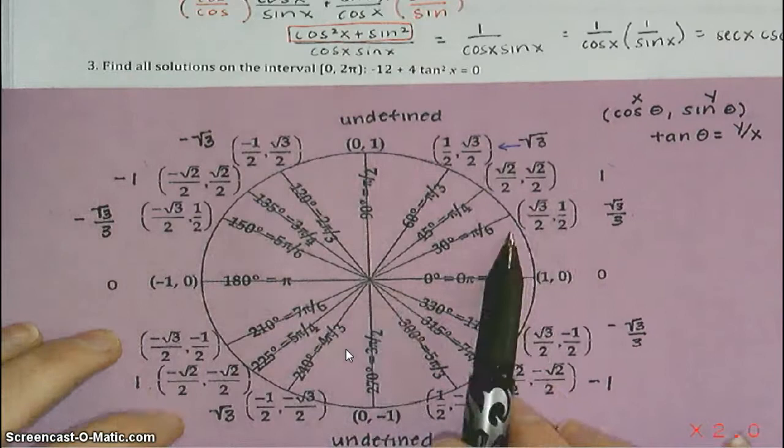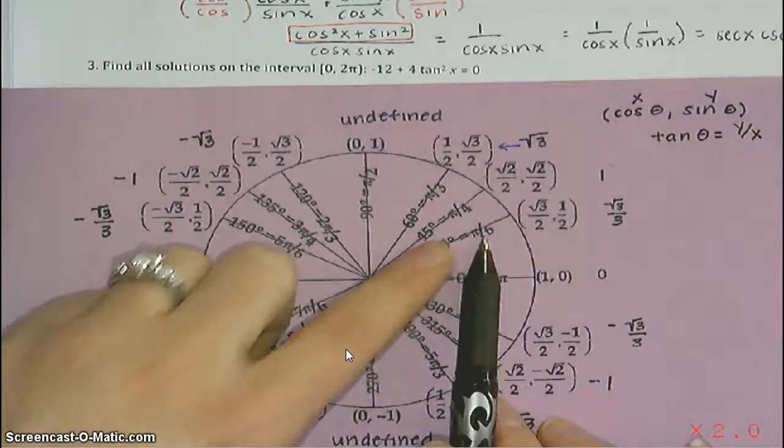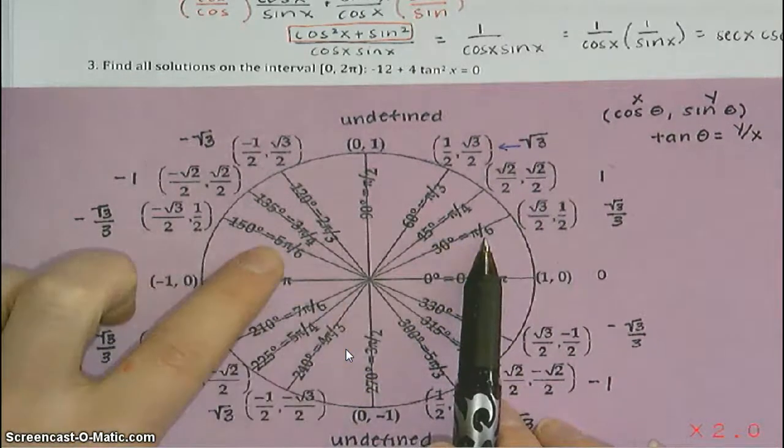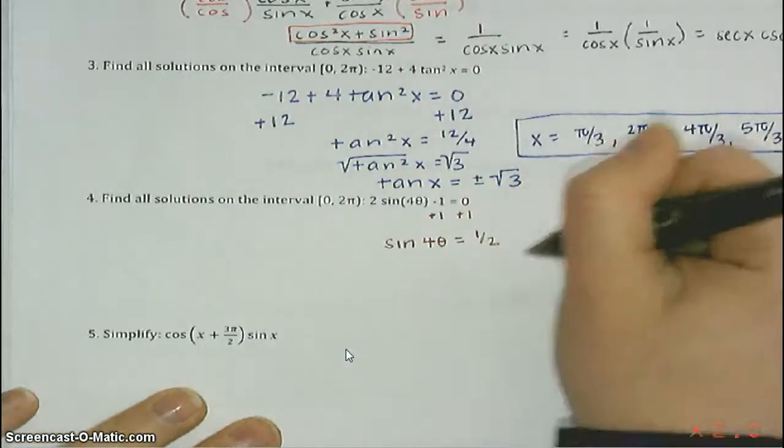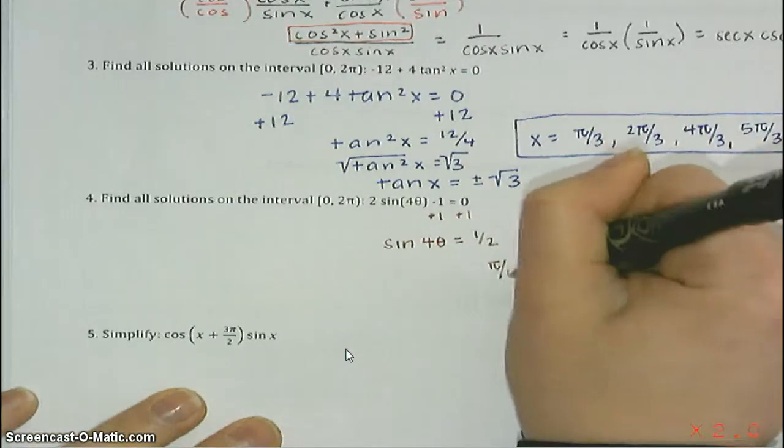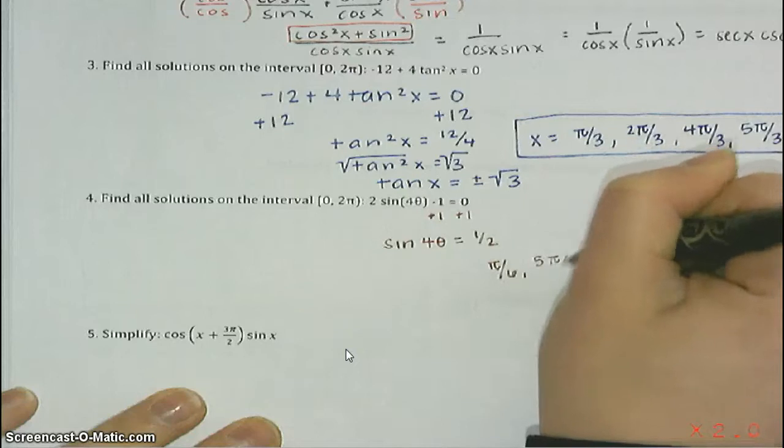So at this point, what I would do is go and find out where regular sine is equal to 1/2. One of the answers is going to be pi over 6. Another of the answers is going to be 5 pi over 6. So this happens at pi over 6, 5 pi over 6.